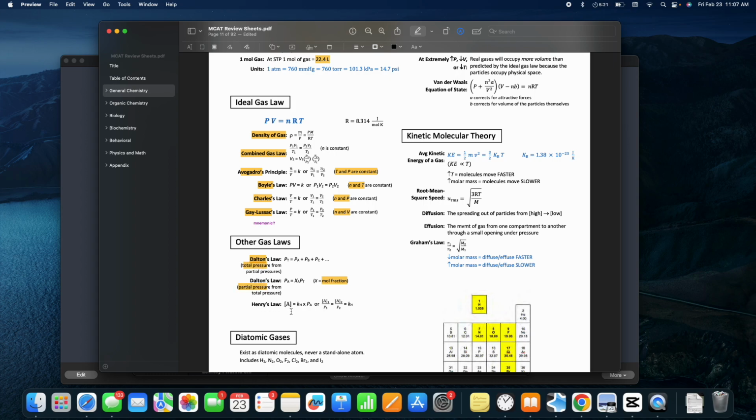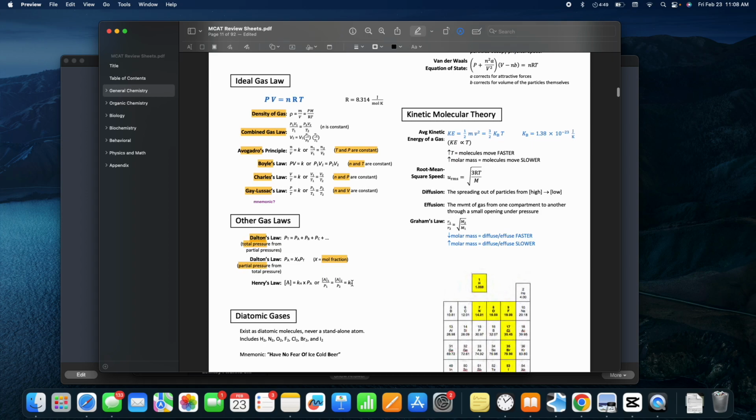And we have Henry's law, which is the A concentration equaling KH, the constant, times the partial pressure of A. I think this is in moles, the concentration, right? Or the concentration over the partial pressure 1 equals the A over 2, whatever, KH.